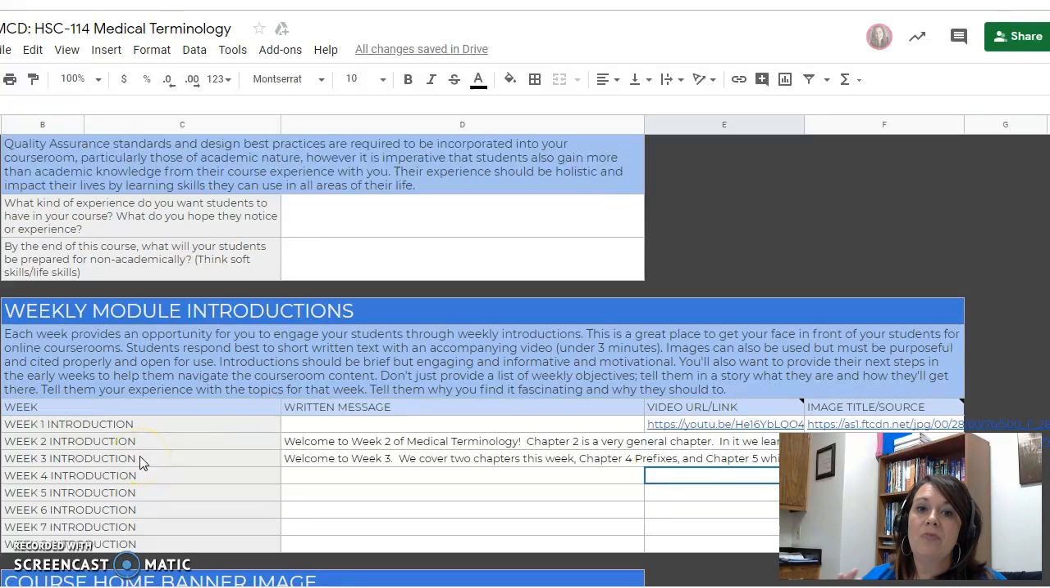Welcome to week 3. Week 3 is prefixes, which is chapter 4. And then we move into chapter 5, which is the beginning of the digestive system. So it is the introduction. The digestive system is our first body system, and it's the only one that's split into 2 different chapters. So this is just the beginning, chapter 5 of the digestive.